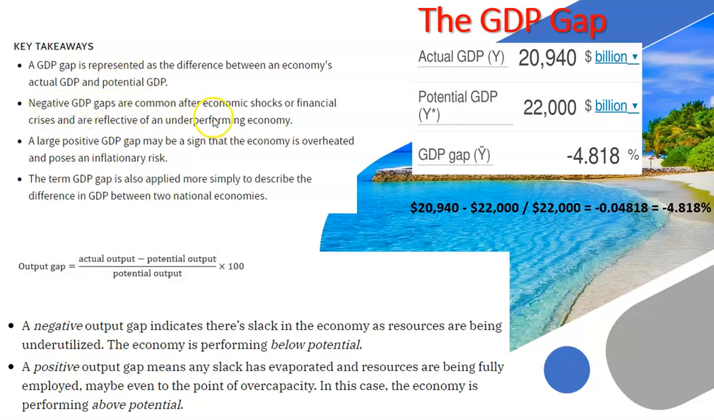Negative GDP gaps are common after economic shocks. So negative market status, negative feeling, negative GDP gap, it's a recession. A large positive, in this case, you're looking at an economy that is overproducing, potentially overheating with inflationary risks.